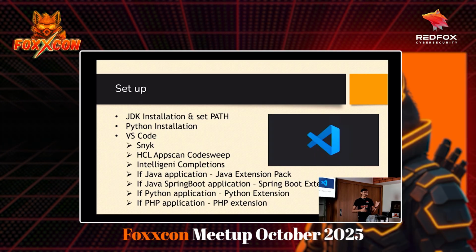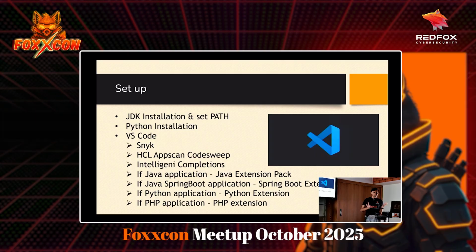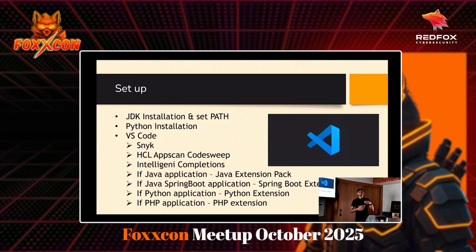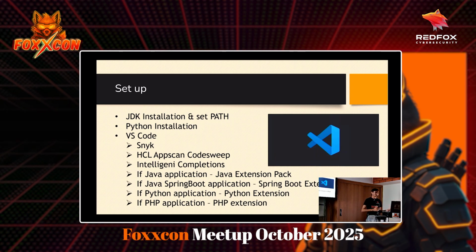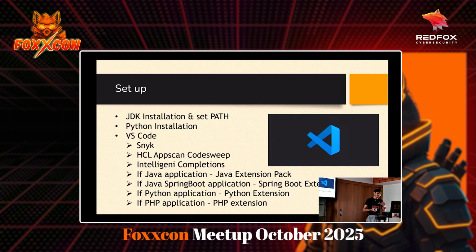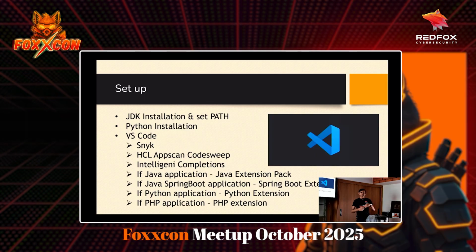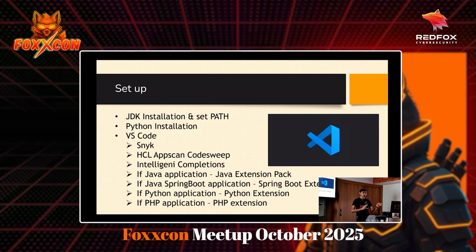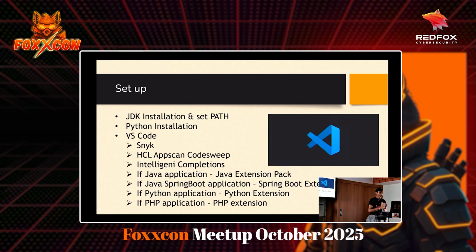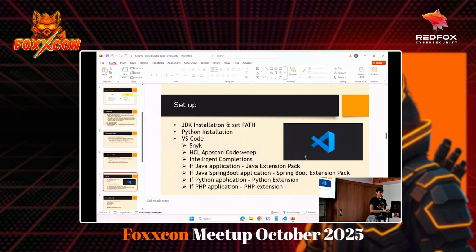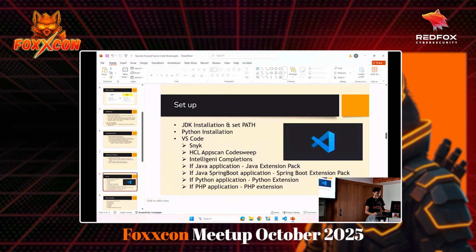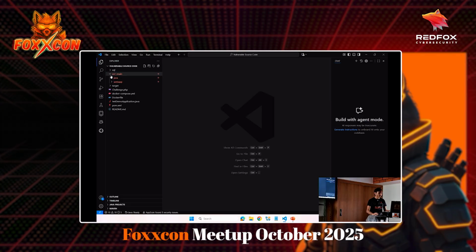The first one is Snyk. Snyk is an automated extension for VS Code that is not language dependent. You can scan any language with Snyk. The next one is HCL AppScan CodeSweep. I think this is now license based, if I'm not wrong, but I used to use it. So HCL AppScan is another one. Okay, let's go to VS Code and I'll show you how you can install these extensions.